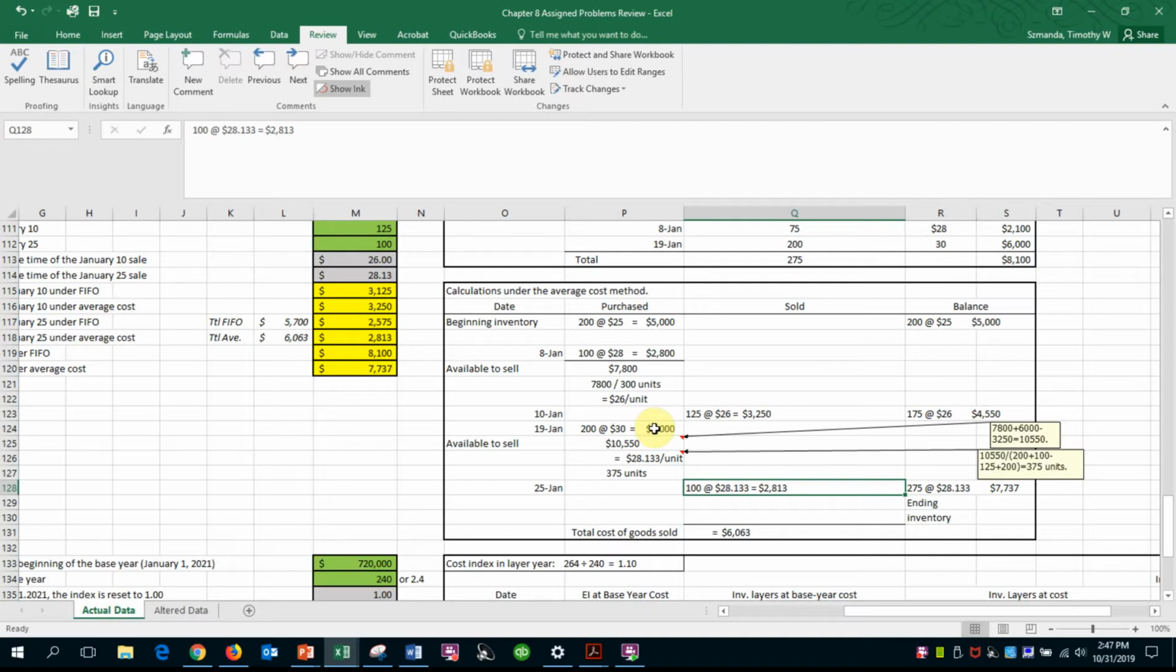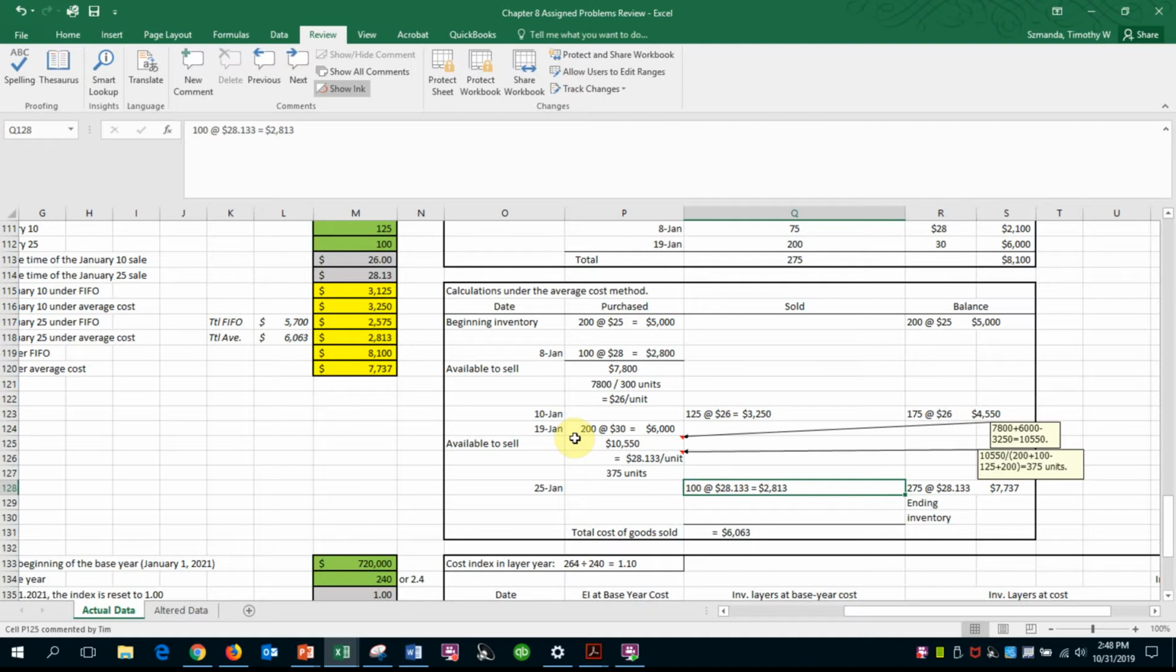So the way we calculate this is we're going to go back as far as we can, and we're going to again add up all of the costs, 5,000, 2,800, and then this new 6,000. And then we're going to deduct the cost of that previous sale of $3,250. And then we'll divide that into the total number of units we have available, which again is 200 plus 100 minus 125 sold plus 200.